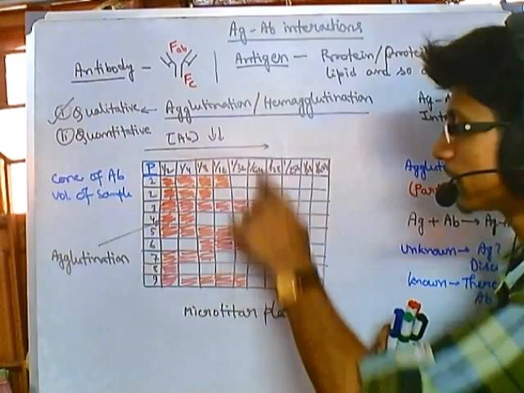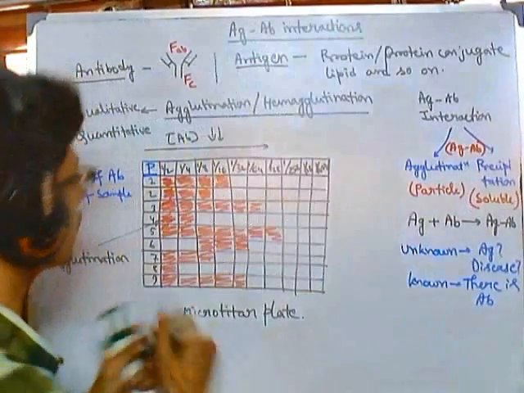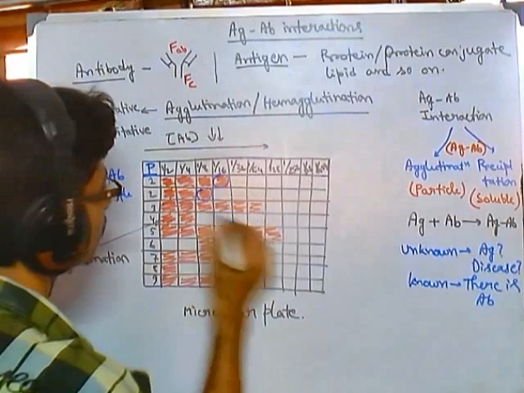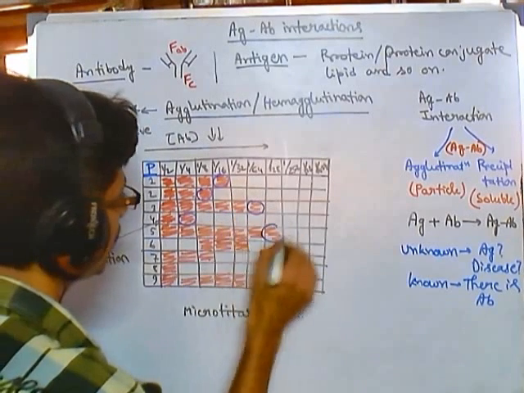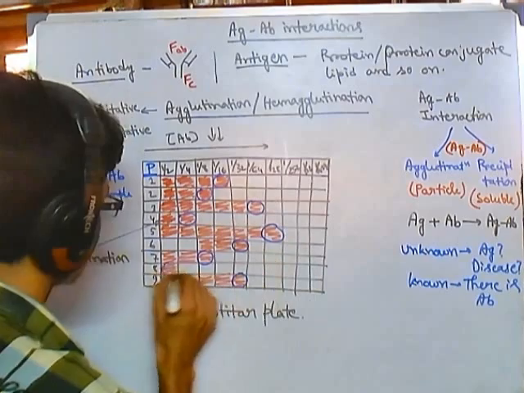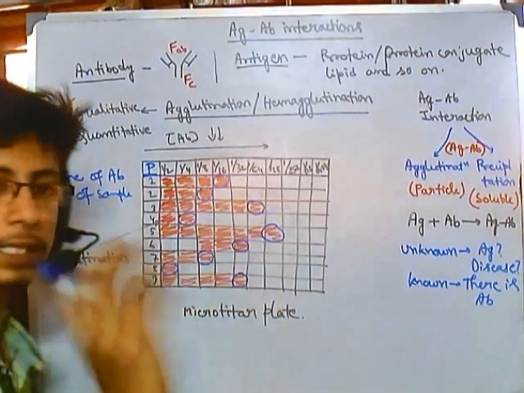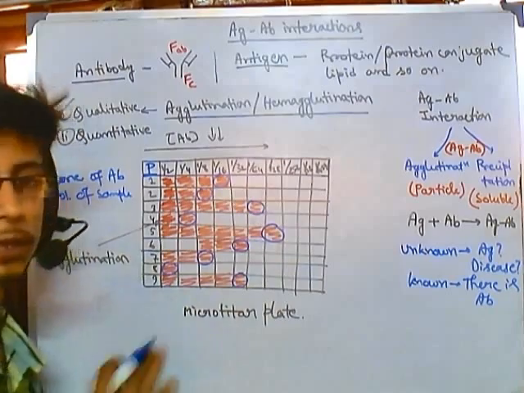For the third patient it is 1 by 64. So let me mark the titers for you. The titer for the first patient is this one, second patient this one, third this one, fourth this one, fifth this one, sixth this, seventh this, eighth this, and this is for 8, and this is 9th. So these circled regions are the titer concentration for each of the patients.